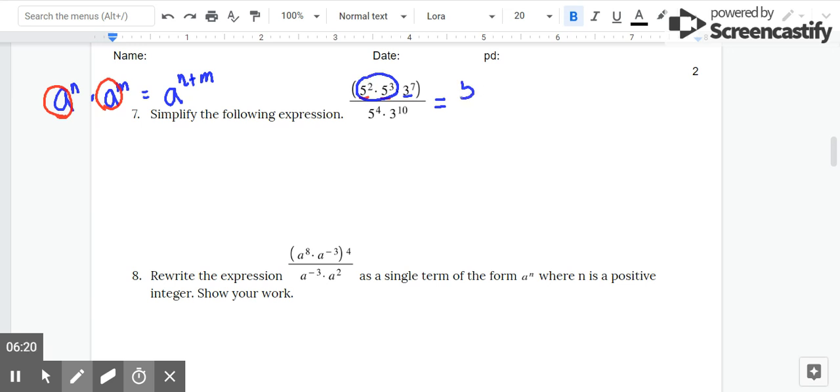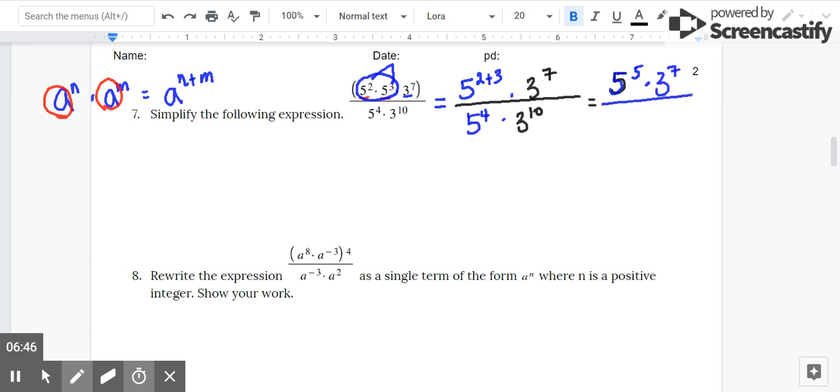So I'm going to do 5 to the what power? 2 plus 3, because you're adding these together. And 3 to the 7th power. Do you think we can combine these two? I don't think so. And we have 3 to the 10th power. So let's simplify first. 5 to the what power? 5th power. 3 to the 7th. 5 to the 4th. And 3 to the 10th power.